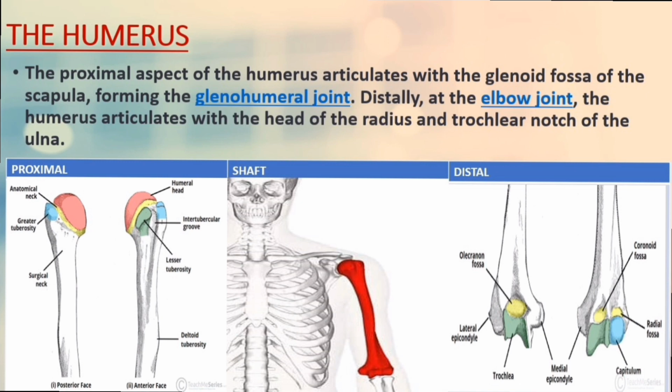The radial or spiral groove is a shallow depression that runs diagonally down the posterior surface of the humerus, parallel to the deltoid tuberosity. The radial nerve and profunda brachii artery lie in this groove.